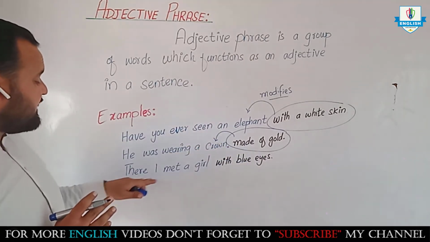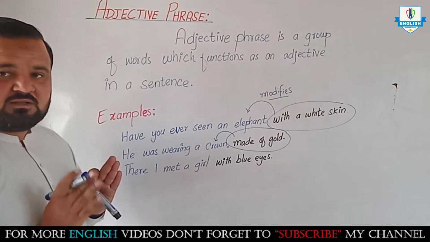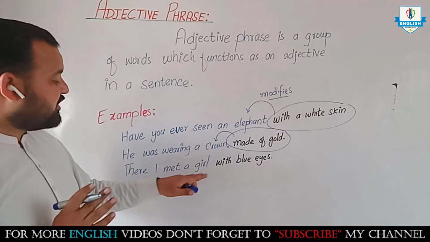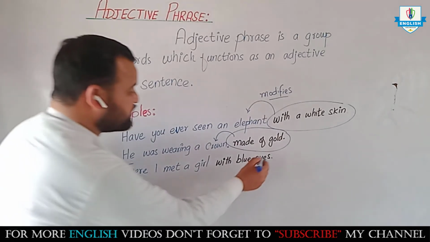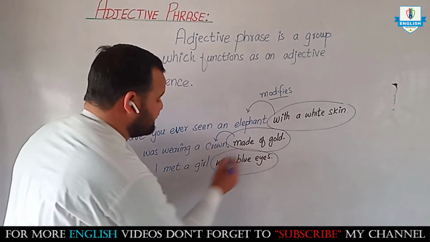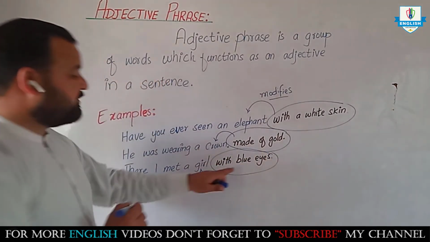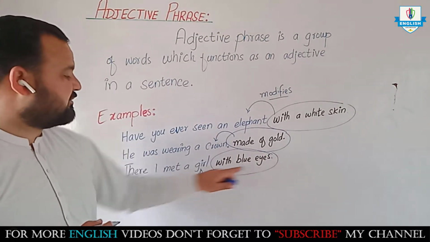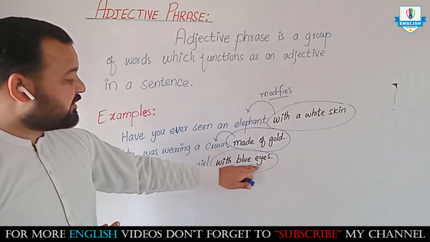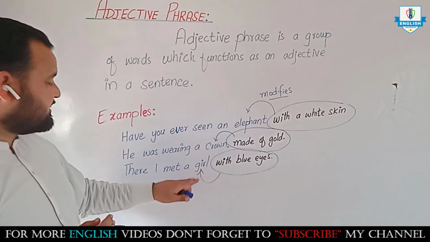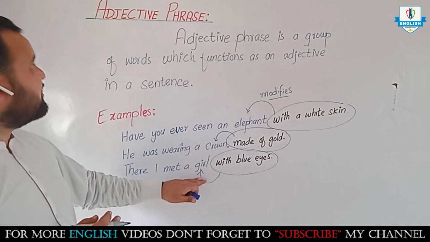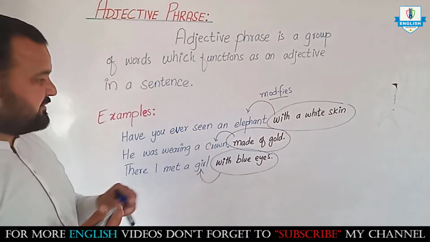Okay, first, here I met a girl. A girl, which one girl? It modifies the noun. This group of word modifies the noun, with blue eyes. Girls with blue eye. So this group of word working as an adjective. This is called adjective phrase.